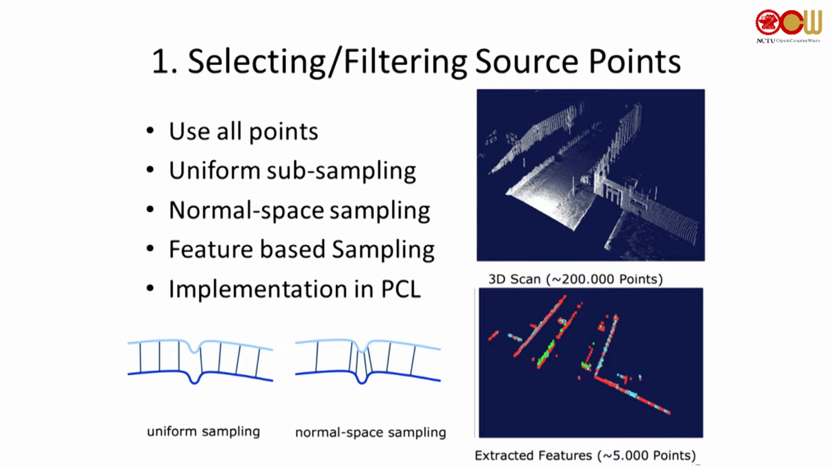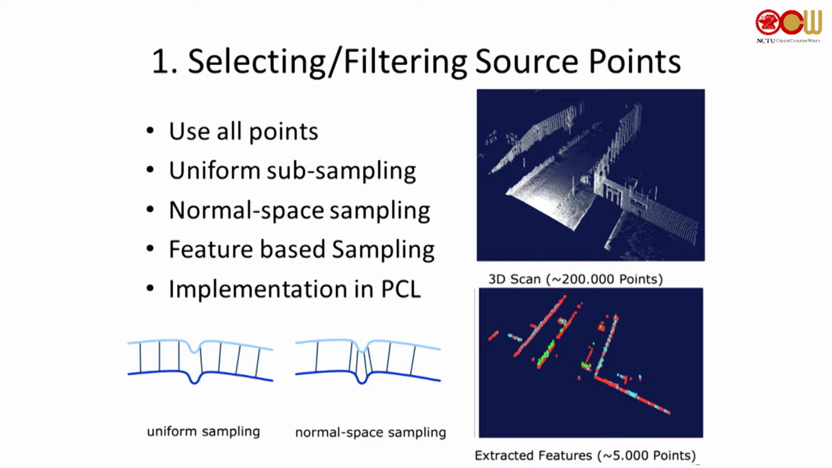The original 3D scan has about 200,000 points. You could imagine that finding the association for each of the 200K points would be time consuming, with lots of computation going on. But if you could extract some features, you could keep just about 5K points. That would be 40 times fewer. You could see that some feature points have been extracted from the original 200K. So this is one way to do the selection, and it could be based on features.